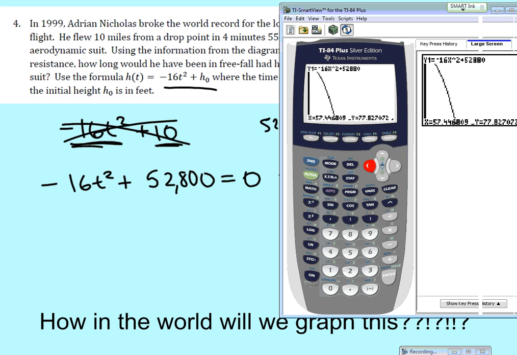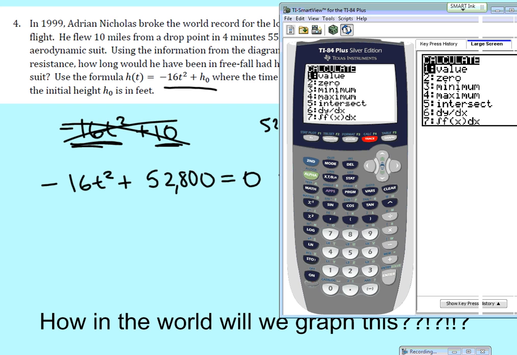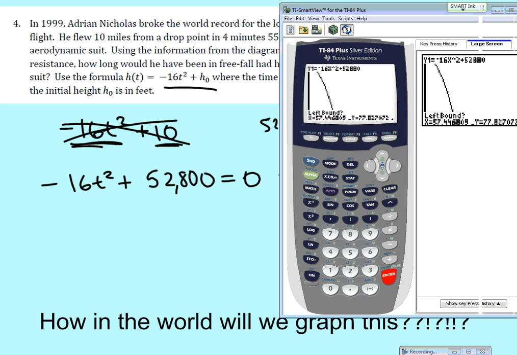If I use the calc button on the calculator, right up here, you go second trace, and it will calculate your 0 for you. If you go to 0, it will say left bound. So you set a left side border, then a right bound, where y is negative. What you've told the calculator to do is look for a 0 in between the two arrows that I just put. So if you go to the left side and the right side and click guess, yes, that'll tell you how long it took him to fall.